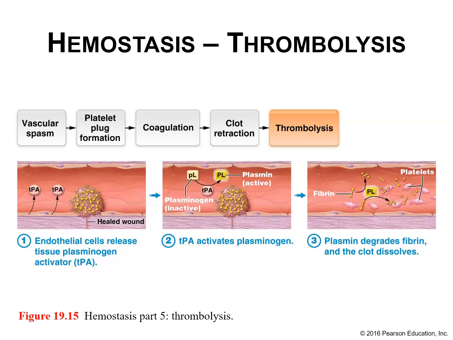So first, the endothelial cells release the tissue plasminogen activator, TPA. TPA then activates the plasminogen to become plasmin. Plasmin then degrades fibrin, and the clot then dissolves, as you can see here.